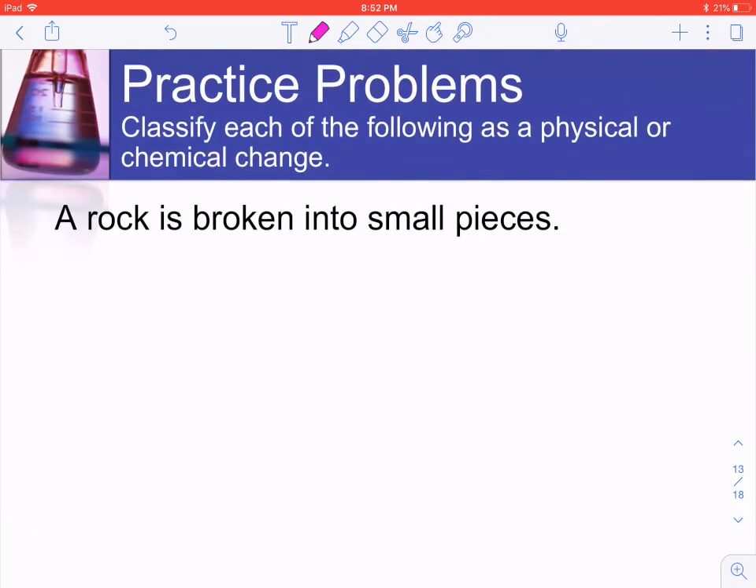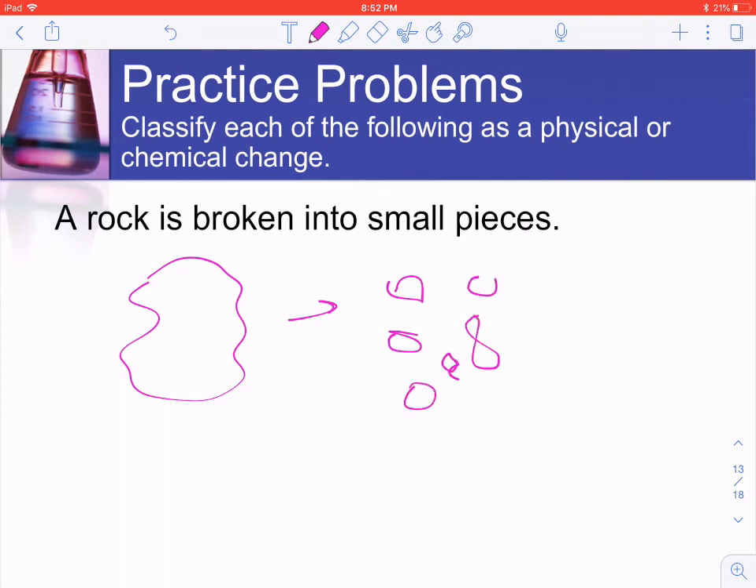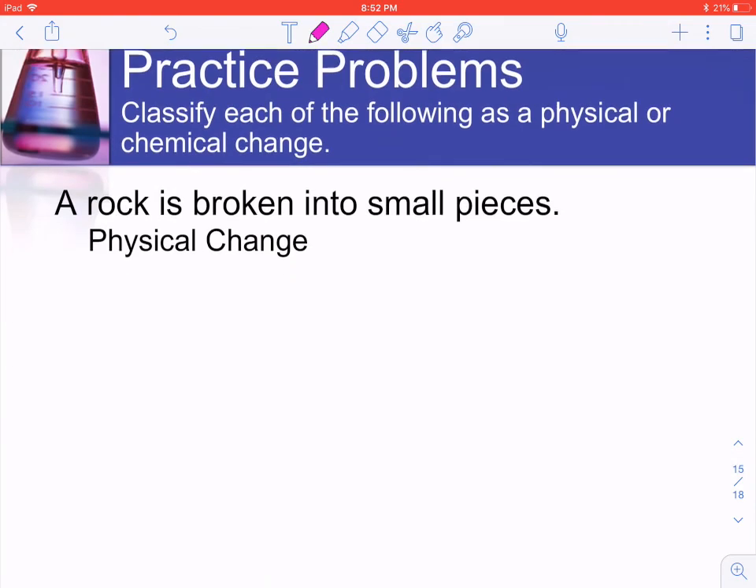Rock being broken into small pieces. If you have a big rock, like so, it's a beautiful rock, I know, and you split it into a whole bunch of little, that looks like a figure 8, but don't mind me. We're just making little small rocks. Those rocks still have the same chemical formula, so this is a physical change.